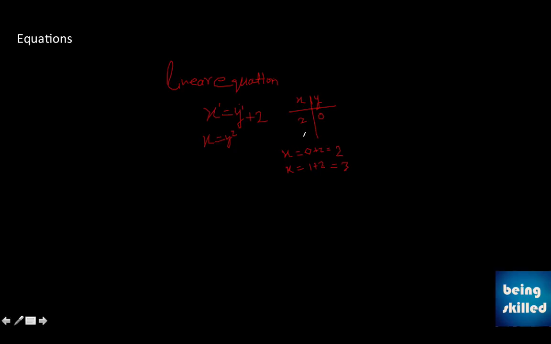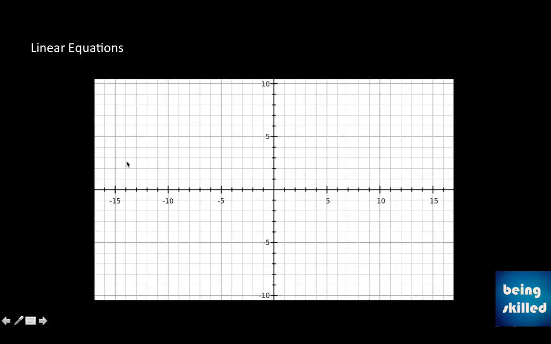Let's put that value over here as well. Sorry, this will be 3 and this will be 1. And if you have y equals minus 1, then x will be minus 1 plus 2 equals 1. So now we have three values: 2 0, 3 1, and 1 minus 1.